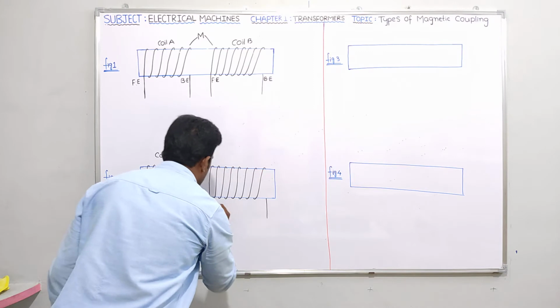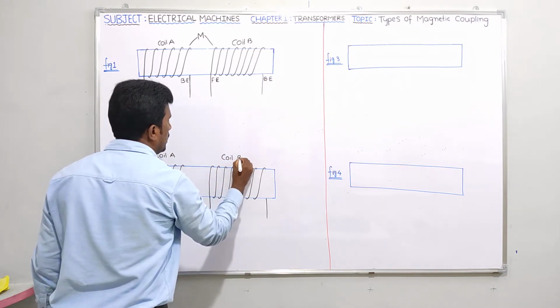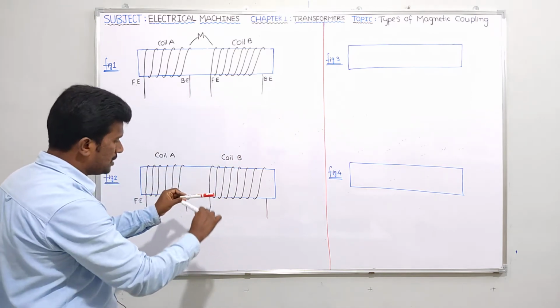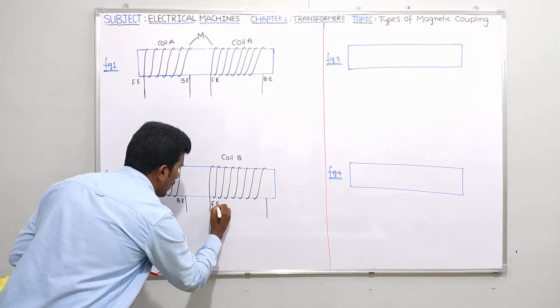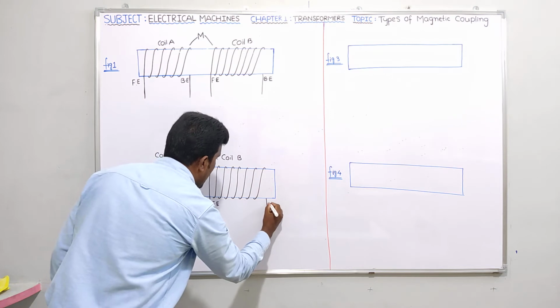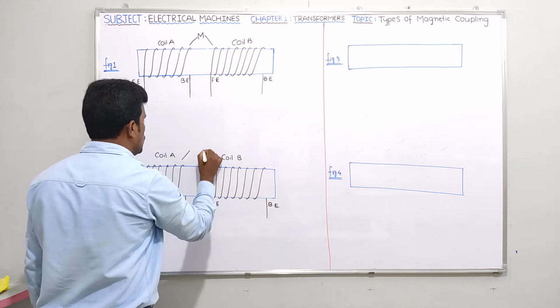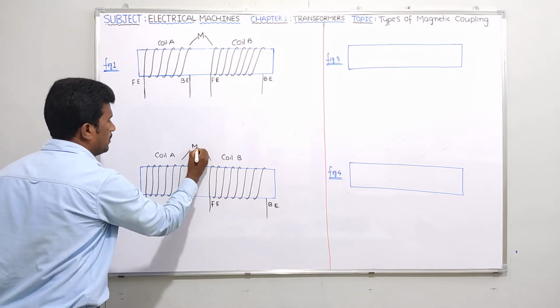Right. This is coil B. And since once again winding is going from the front side of the core, I can call this one the front end. Winding is coming from the back side of the core, I can call this one the back end. Is it clear? Right. And between these two, magnetic coupling will be there. Let me show that one as M here.